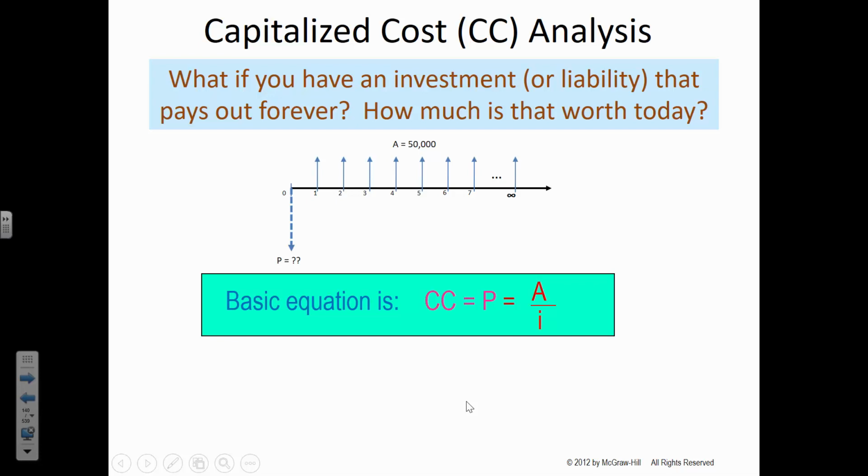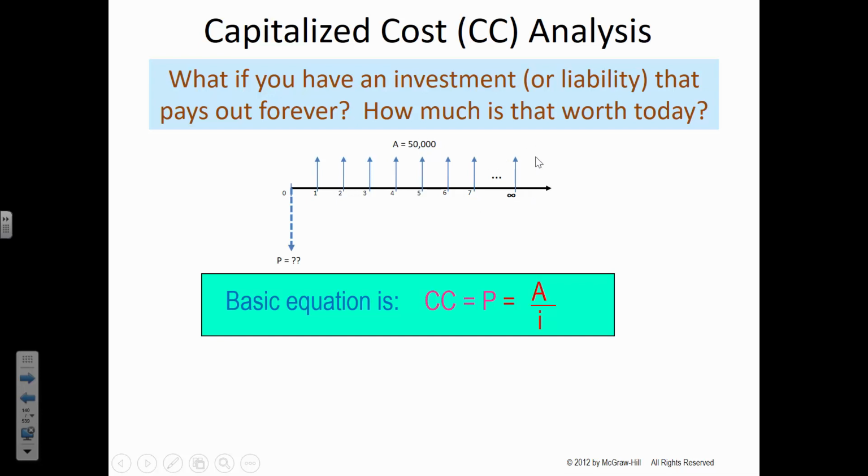Here's an interesting idea. What if you got paid $50,000 a year forever? Not just for the rest of your life, but for the rest of the universe. What if you or your heirs got $50,000 a year forever? So the question is, how much would that be worth in an equivalent amount now, where you've got some interest rate, if the payments continued till infinity?